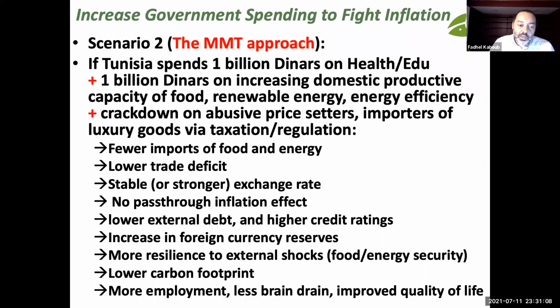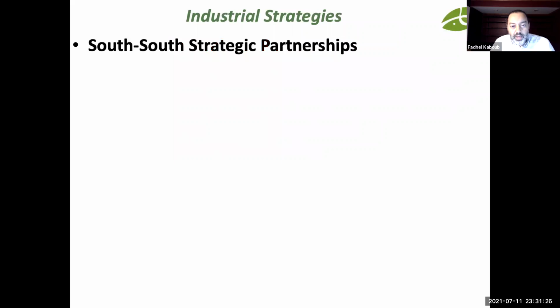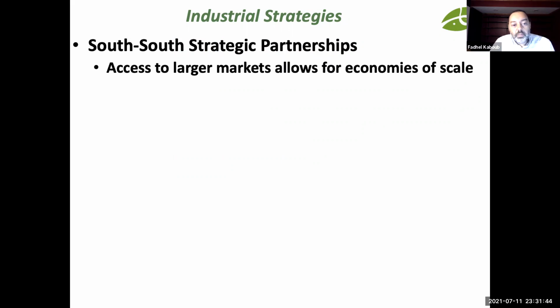So it's critical here that you identify the sources of inflation pressure points and you start to mitigate those by increasing productive capacity and by taxing and regulating the abusive power, the corruption mechanisms that actually trap you in that situation. And then finally, I'll close with a focus on the importance of South-South strategic partnerships to escape the free trade model a la neoliberal, WTO system that we've lived under over the last 3 or 4 decades.